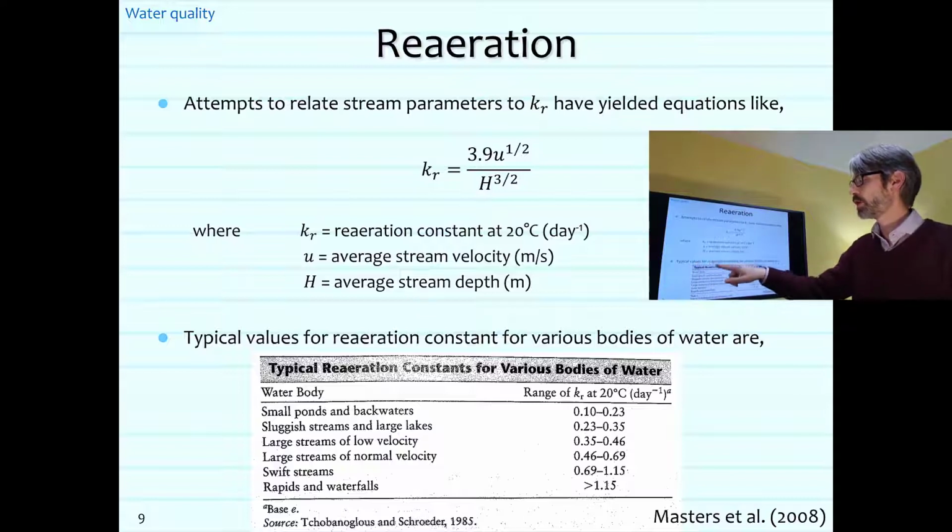Here are some typical values for the reaeration constant for various bodies of water. If you're looking at small ponds and backwaters, it'll be this type of value. If you're looking at swift streams, almost 1, so 0.69 to 1.15, and for rapids and waterfalls, a much higher value of greater than 1.15.